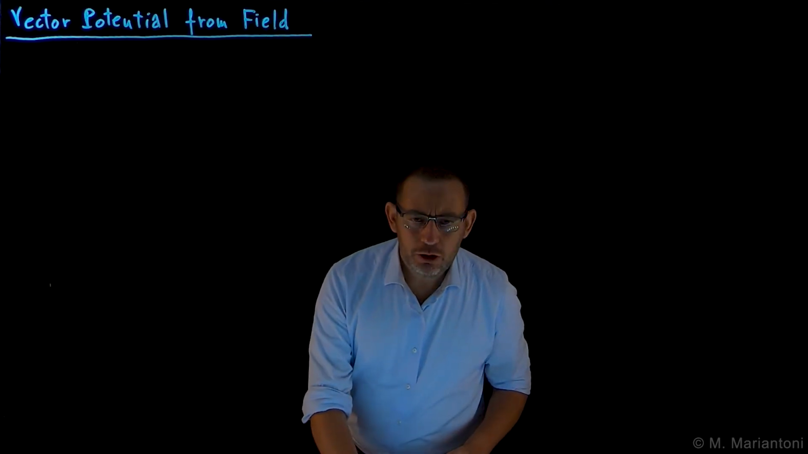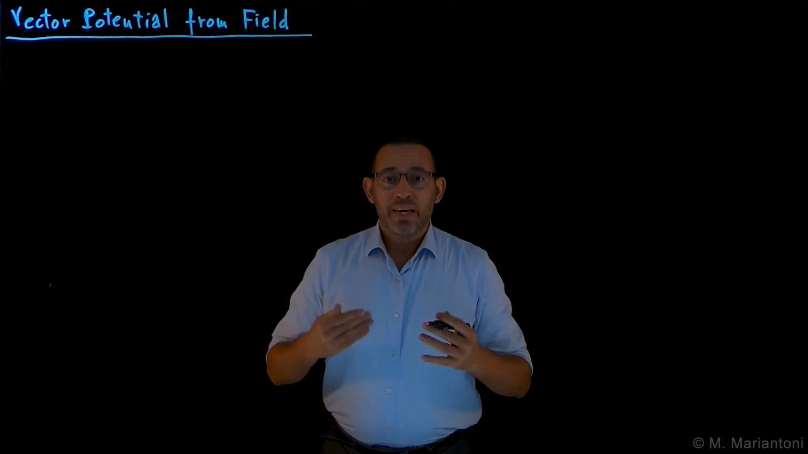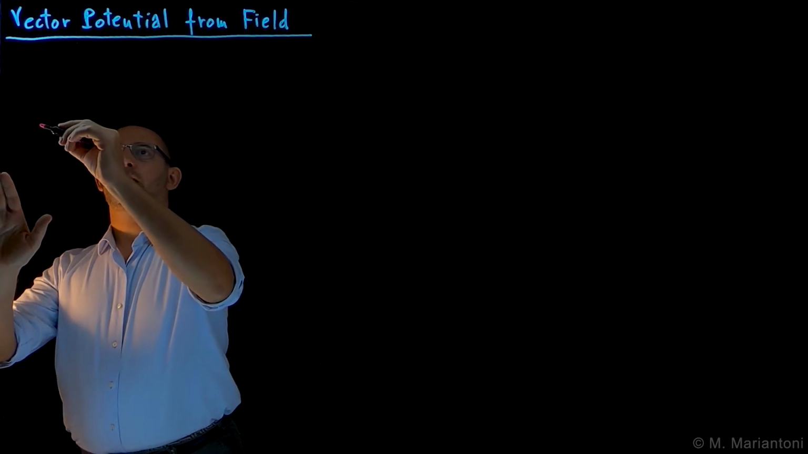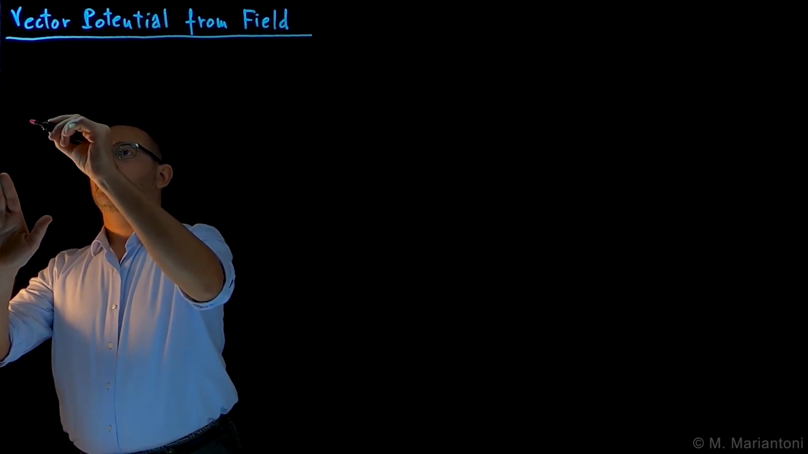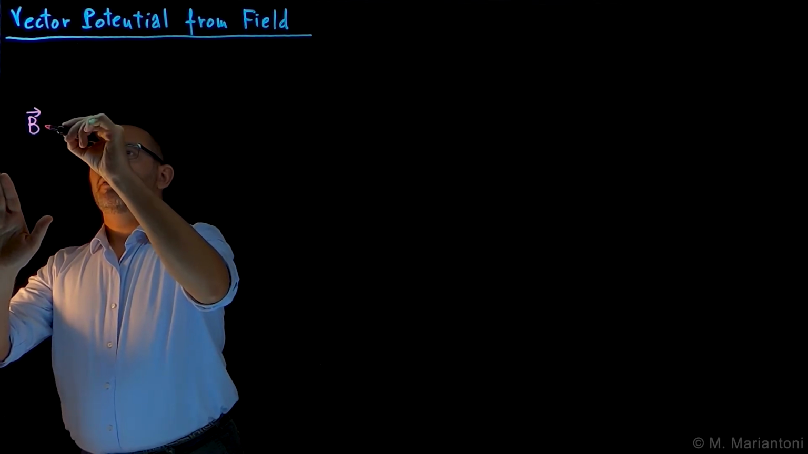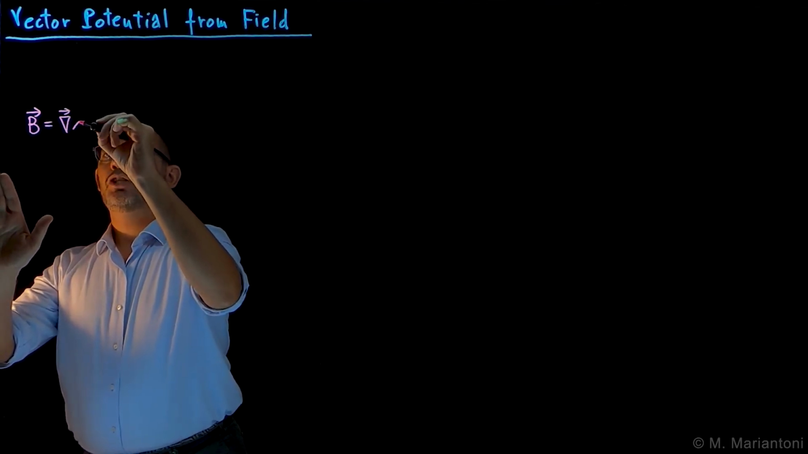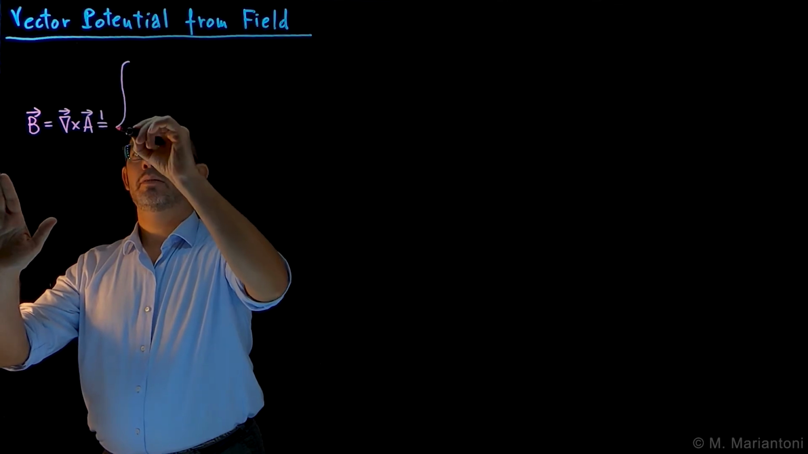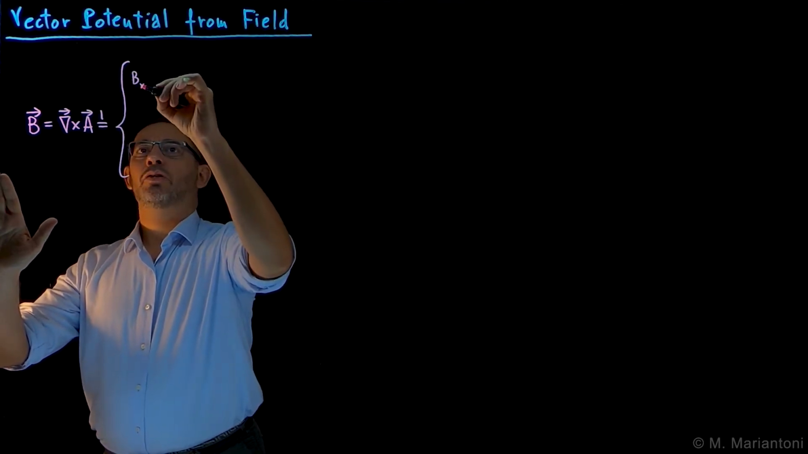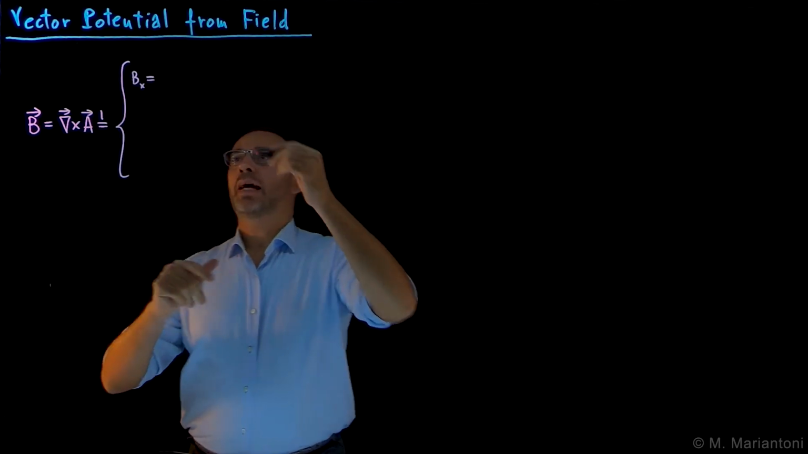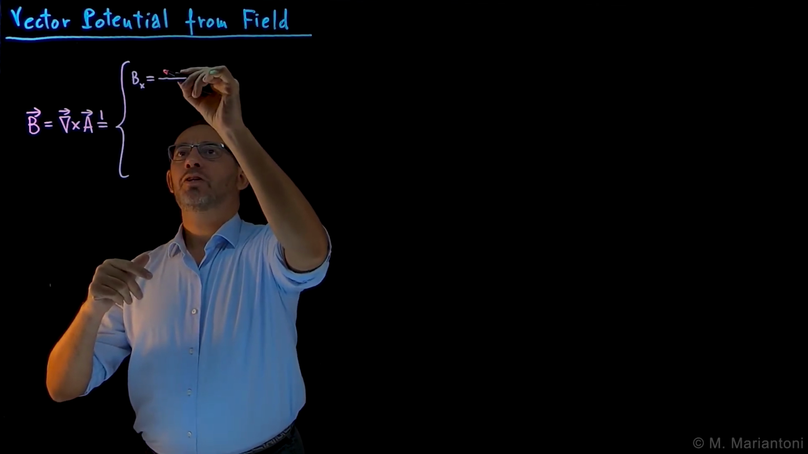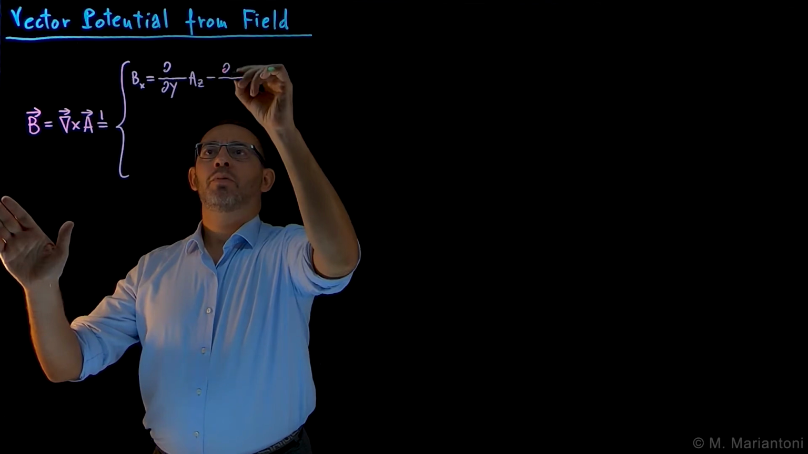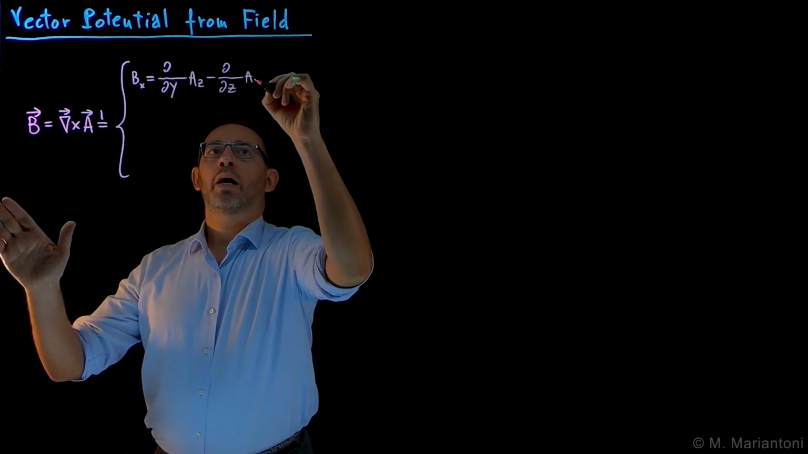We know that because of the solenoidal property of B, B can be rewritten as the curl of a vector potential A. In a Cartesian coordinate system in particular, we can write B as the curl of A, which gives us three components: Bx, which is equal to the curl of A along the x component, and so this is going to be the partial derivative with respect to y of Az minus the partial derivative with respect to z of Ay.